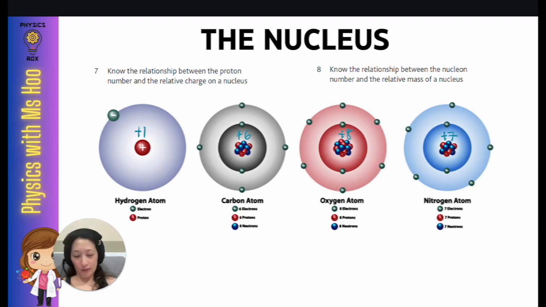Therefore, hydrogen has a relative mass of 1. Carbon, relative mass of 12, because 6 protons, 6 neutrons, add them together. Oxygen, 8 protons, 8 neutrons, that gives us 16. And nitrogen, 7 protons, 7 neutrons, 14.